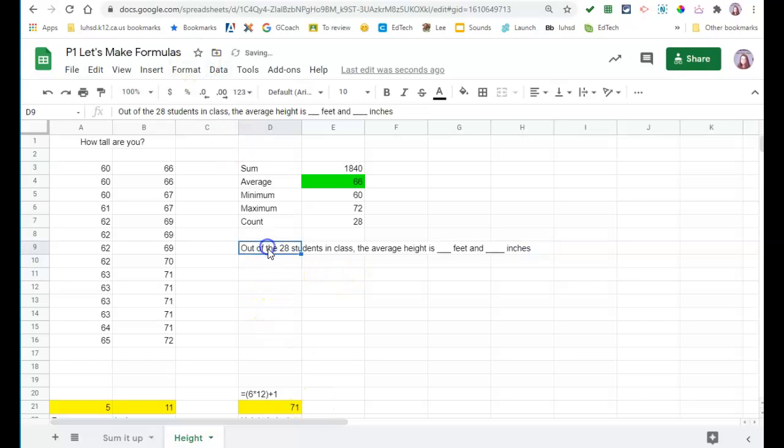If you mess up, just realize that's just all in cell D9. It's just a really long cell. If you want to merge it so it's all one really long cell, you can, but you don't have to. So again, fill in that sentence, make a sentence that says, out of 28 students in class, the average height is blah, blah feet and blah, blah inches. And then we have one more tab to do.